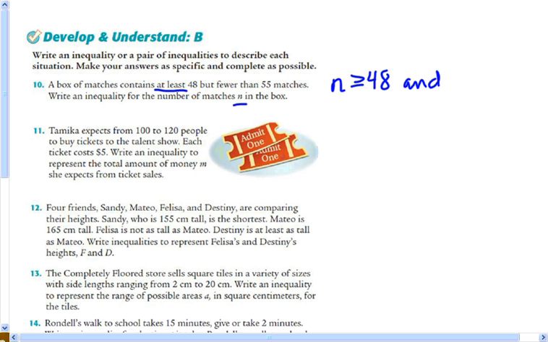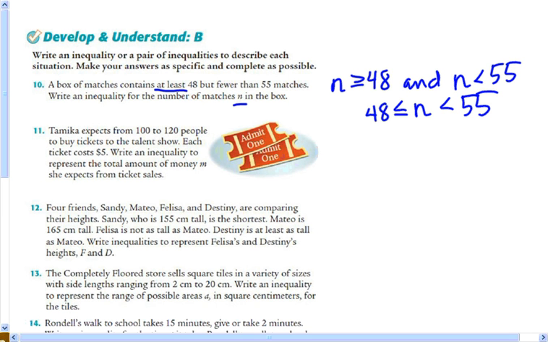And it says fewer than 55, so there's like a maximum amount there could be. And fewer does not include 55, so we're going to say and n is less than 55. It's nicer if you can combine those into one compound inequality. So 48 is less than or equal to n is less than 55. Works good for that one.